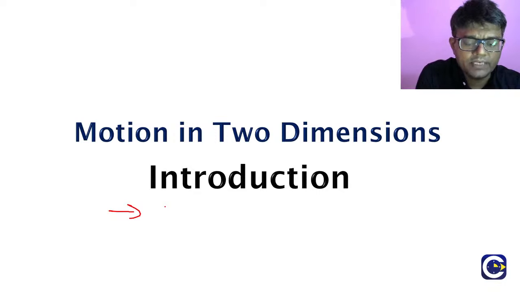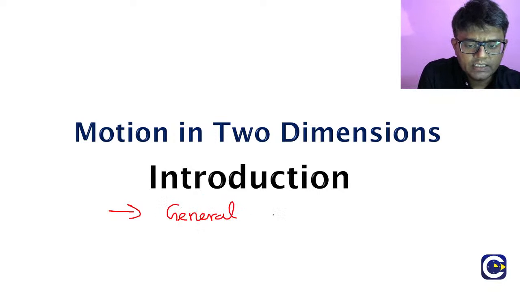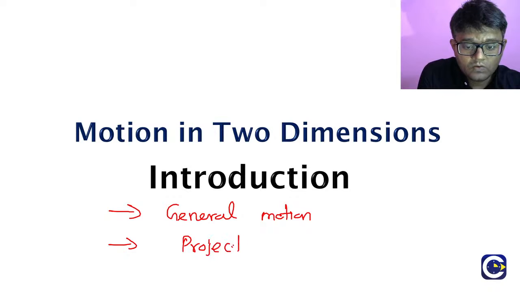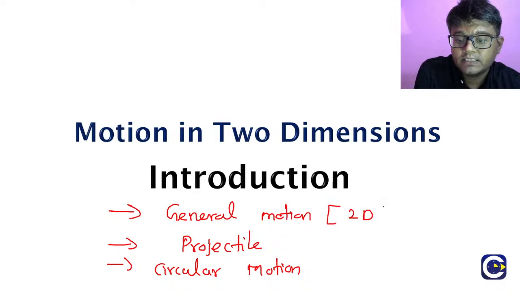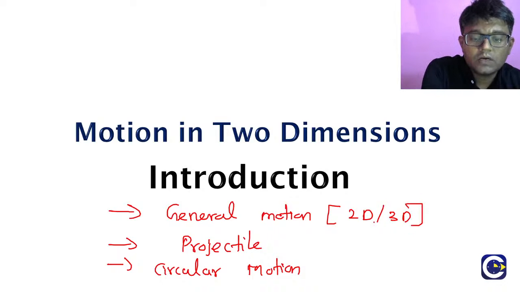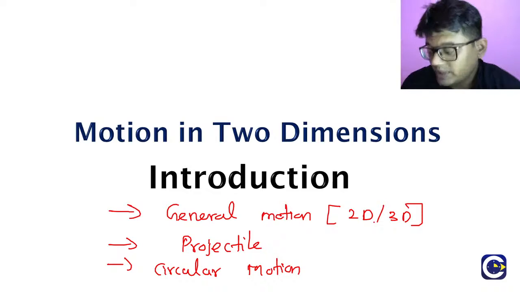Mainly, we will break motion in 2D generally into three parts. One is what we call the general motion, the second is the projectile part, and the third one is the circular motion. So these are the three parts we have in motion in 2D. General motion means we will try to look at the general 2D as well as the 3D motion.